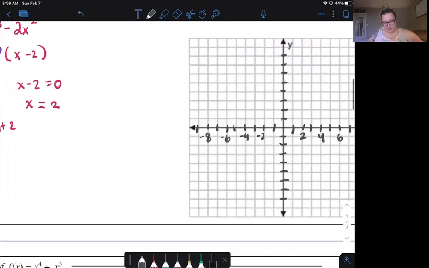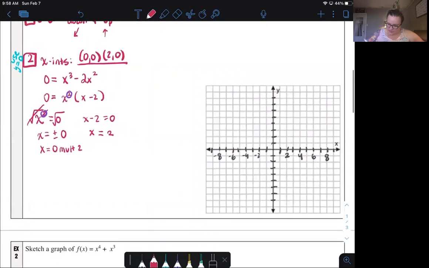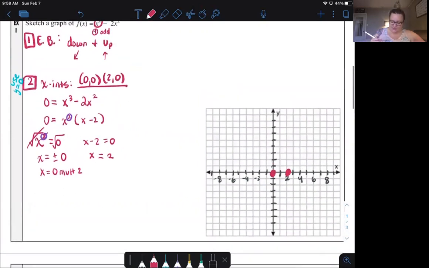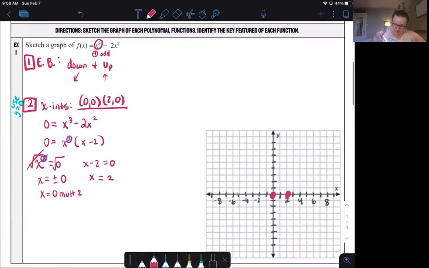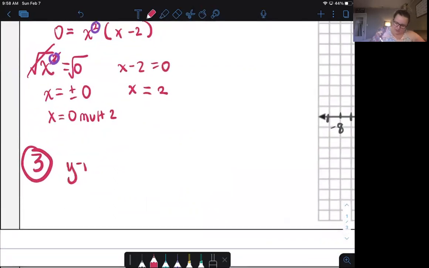All right, so let's graph 0, 0, and 2, 0. So there's my x-intercepts. Step 3 is to find your y-intercept.